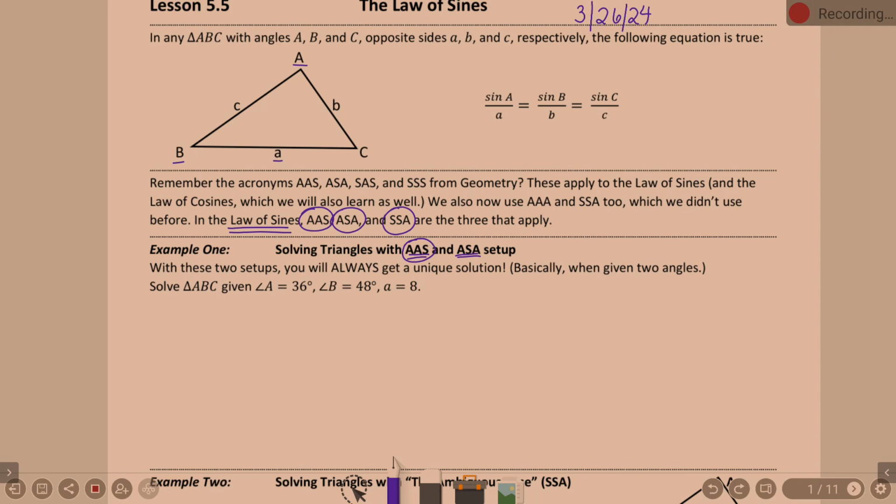Okay? So I'm going to write down kind of what we have and what we need to find. We know angle A is 36 degrees. We know angle B is 48 degrees. That means we're going to need to find angle C, correct? And then we know side a is 8, and that means we need to find side b and side c.